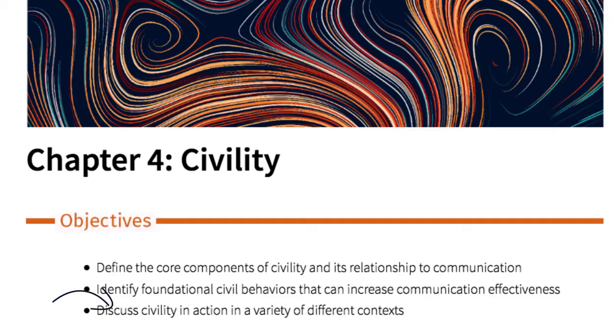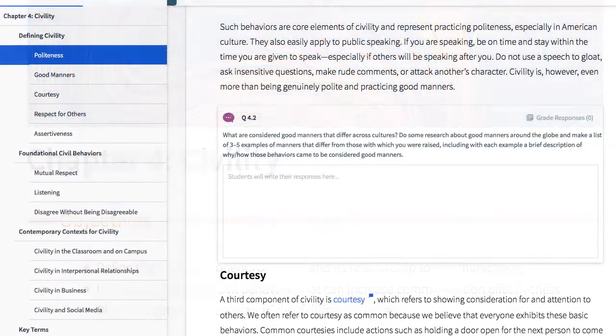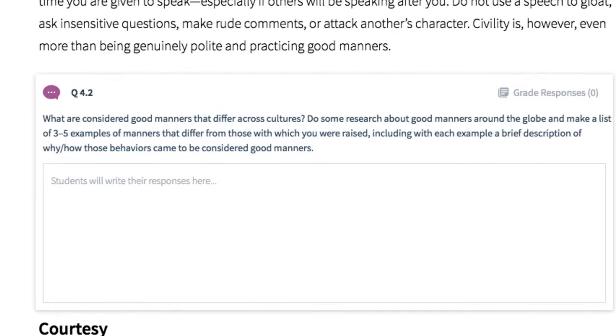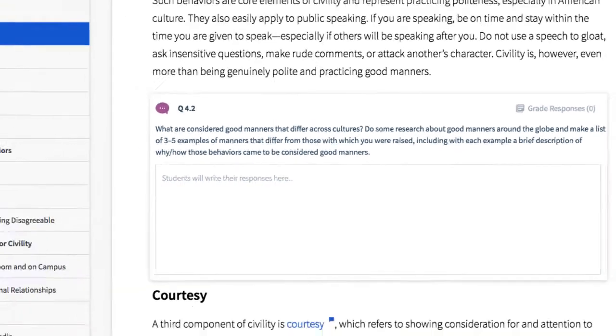So just in this one spot for interaction, they've worked at each of the chapter objectives: define, identify, and discuss civility. Later, the second open-ended question asks students to do some research beyond the text, to find their own examples of the behaviors being described. So they're not simply ingesting the material, but cooking up their own knowledge as well.